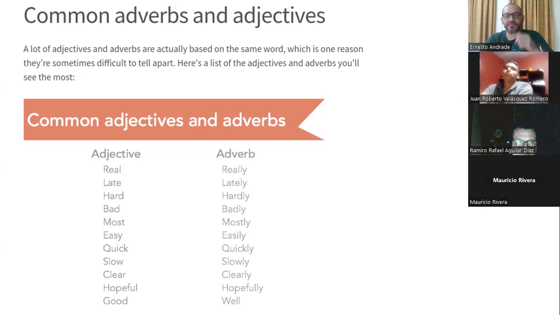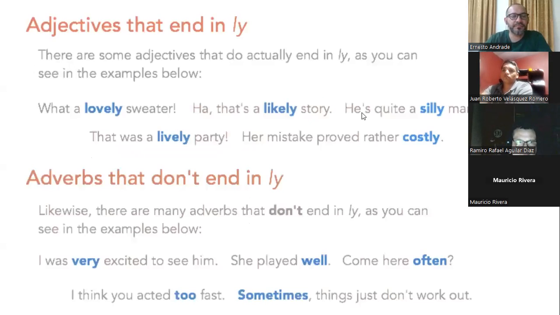Not for me, teacher. Okay. Let's check some other things here. Adjectives that end in L-Y. Let's see. Ernesto, will you please help me reading this? Yes, teacher. Adjectives that end in L-Y. There are some adjectives that do actually end in L-Y, as you can see in the examples below.